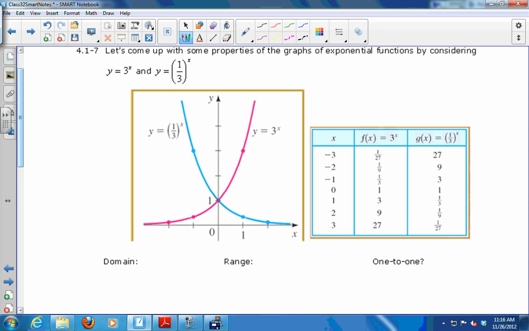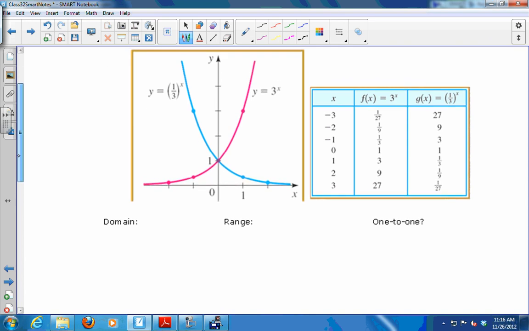So let's look at some properties of exponential functions by looking at an example of each flavor. We have 3 to the x and 1/3 to the x. And I'm going to study their properties. So the domain. If I look at the 3 to the x, the red function, this is strictly the red one. What is the domain of 3 to the x? What values of x are you allowed to plug in there?